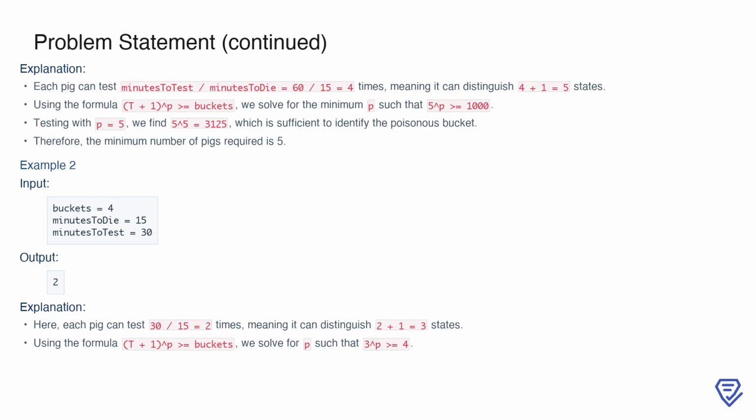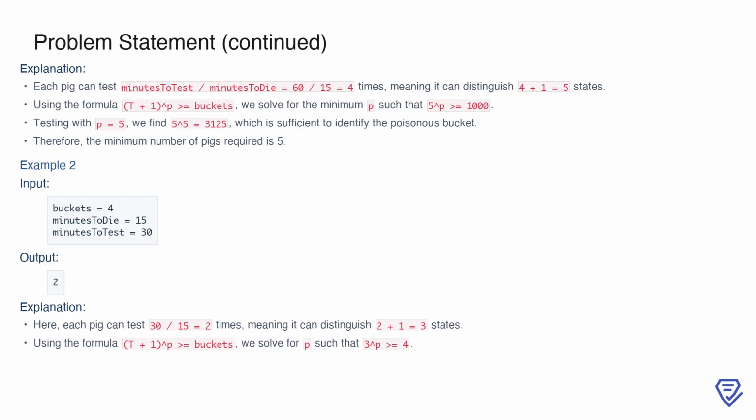Imagine there are 4 buckets, minutes to die is 15, and minutes to test is 30. Using the same approach, each pig can test 30/15 equals 2 times, meaning it can distinguish between 2 plus 1 equals 3 states. From the formula, (t plus 1)^p equals buckets, we solve for p such that 3^p is at least 4. Testing with p equals 2, we find that 3^2 equals 9, which is adequate to identify the poisonous bucket. Therefore, the minimum number of pigs required in this case is 2.